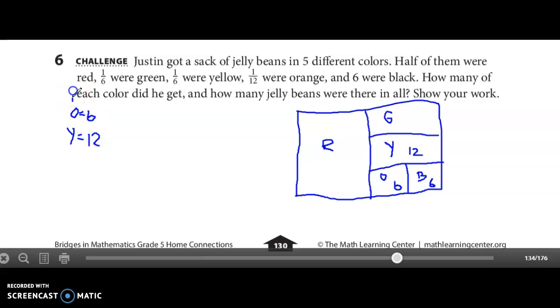I guess I should have put in the black here, even though they already told us black is 6. Green is going to be the same as yellow. And then if you add up this whole half over here, that's going to equal the red. So 12 plus 12 plus another 12 is going to be 36. So the red's going to be 36. And then the total, add them all up. 36 plus 36 is 72 total jelly beans.